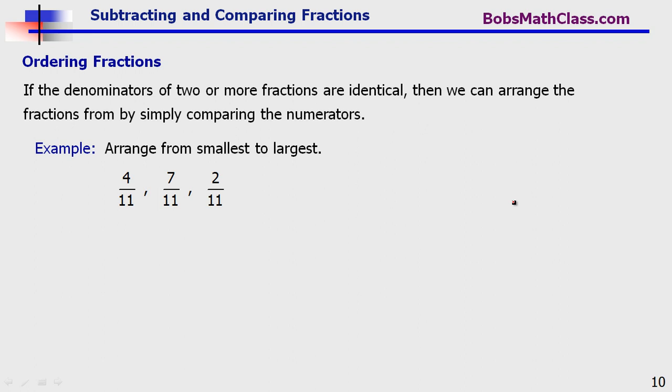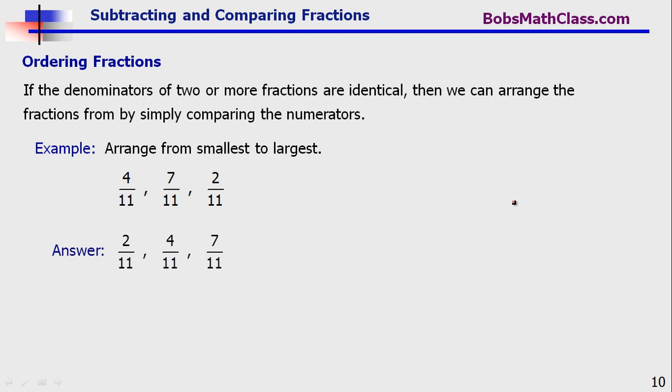Let's see, which one goes first? The 2/11ths. Which one's the next smallest? 4/11ths, and then the largest would be 7/11ths. That's it. Just arranging them from smallest to largest, going by the numerators. Now that's if the denominators are the same.